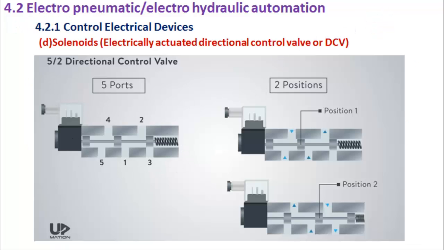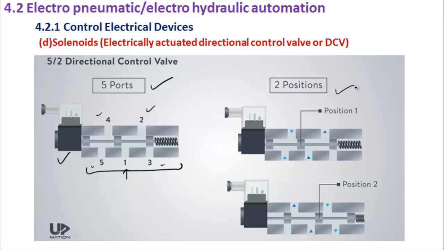So now when we look at this whole DCV or solenoid, this is the solenoid and this is the DCV. So how many ports does this DCV have? This is one port, then second, third, fourth and fifth port. So there are 5 ports here.